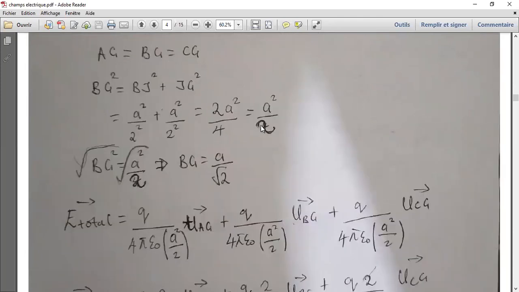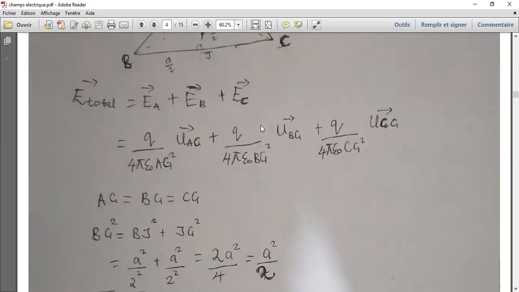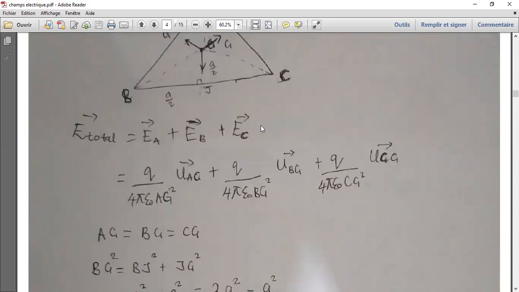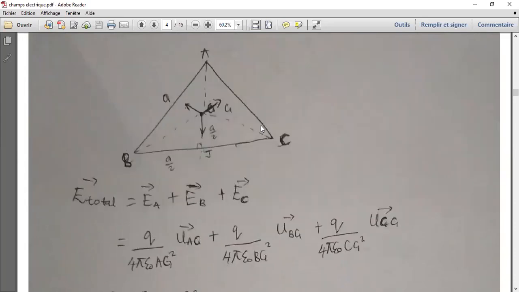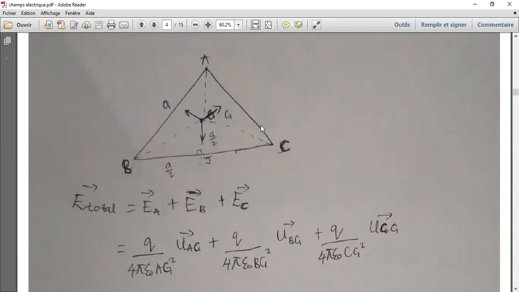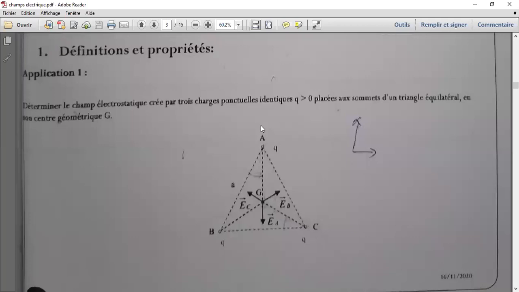If you're saying AG is going to be longer, it's not equal to BG, but how is it that the final answer makes BG, AG, and CG equal? I said AG, BG, and CG are of equal size.